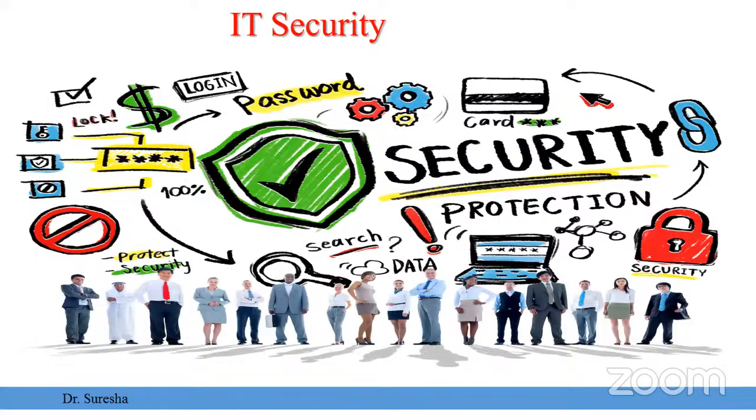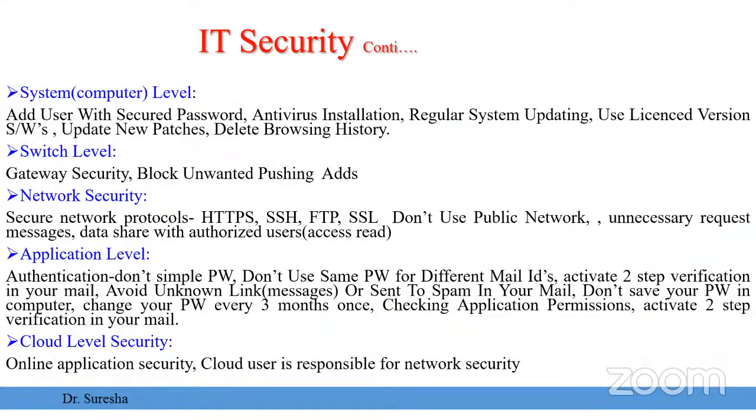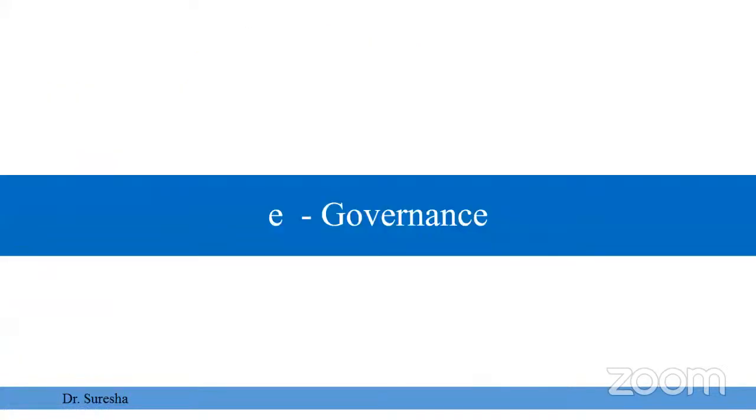I told you firewall is one of the ways of providing IT security. There are many other ways. You can provide security at the technology level, system or computer level, connected devices or switch level, network security, application level, and cloud security level. So at different stages you can provide security to safeguard your data. I hope I've given some information about ICT.